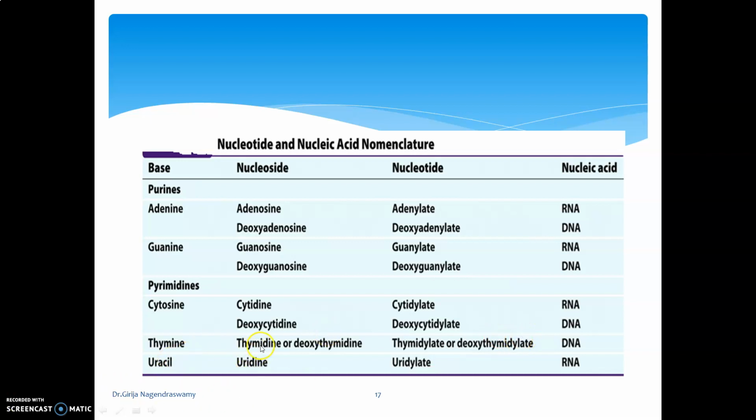If it is thymine, nucleoside is thymidine or deoxythymidine. Nucleotide is thymidylate or deoxythymidylate, present in DNA. Uridine is the nucleoside of uracil. Uridylate is nucleotide, present in RNA.